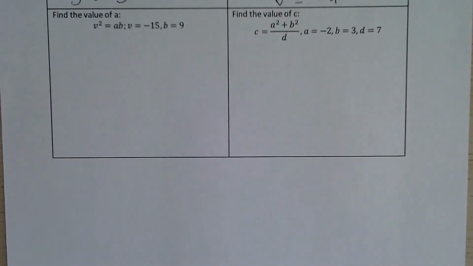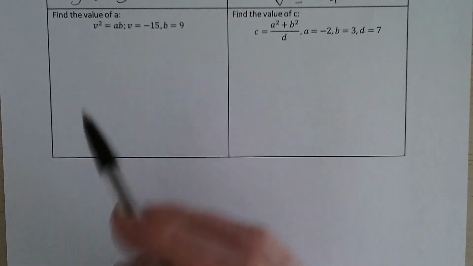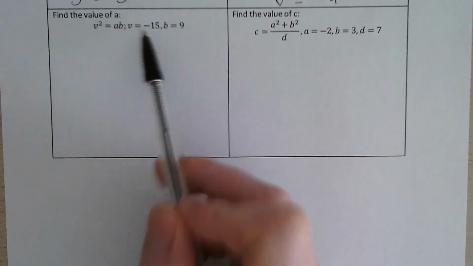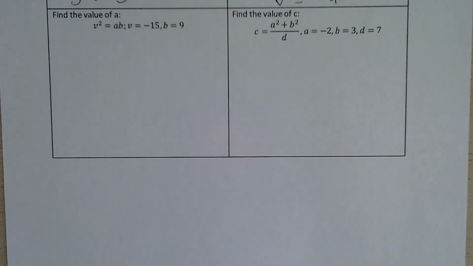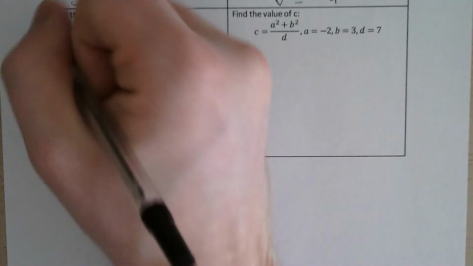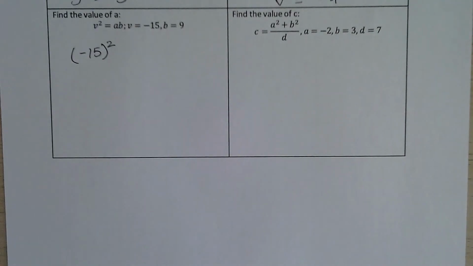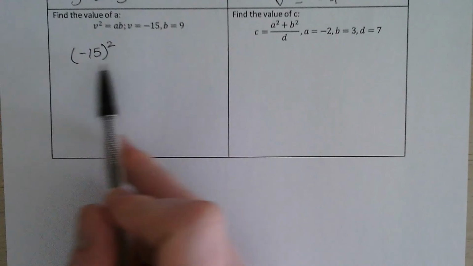Our next question is v squared equals ab when v is minus 15 and b equals 9. Again, we substitute our values, but here, because v is a negative number and we are squaring a negative number, it's really important how we write this out. Whenever we square a negative number, we must write it in brackets. We're still doing minus 15 times minus 15, but it must be written like this.